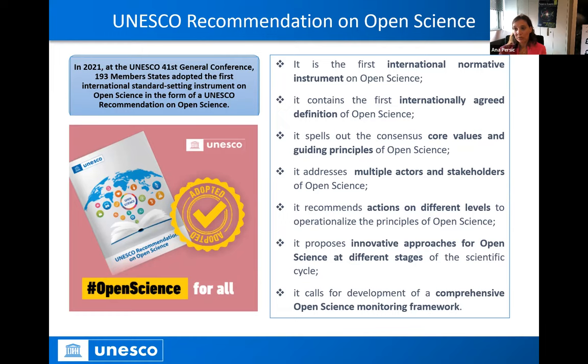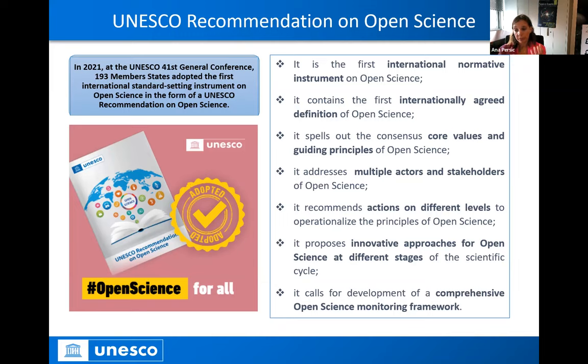So just to remind everybody, to put a little bit of context, the UNESCO recommendation on open science was adopted by 193 member states of UNESCO during the General Conference in November last year, and it is the first international normative instrument on open science. It has been developed through a very consultative, inclusive process. We are hoping that the recommendation captures the voices of different actors of open science and also reflects the different views on open science from the different regions.